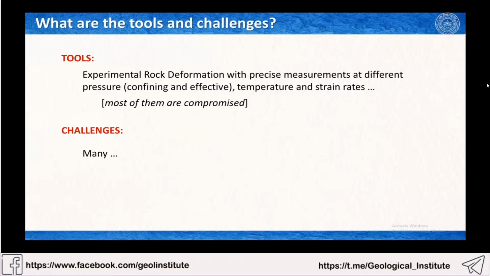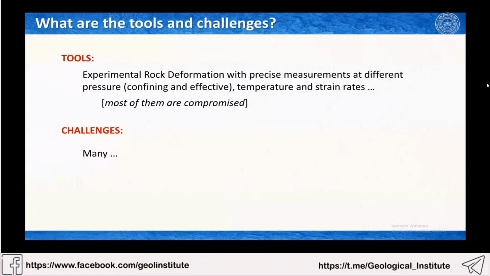So as tools, essentially you need a rock deformation apparatus with very precise measurements at different pressures, temperatures, and strain rates to sample the earth from the surface to the depth as deep as you can go. I'll show you the different instruments, but most of them are compromised. And if you talk about the challenges, there are many challenges. If I have to talk about the challenges, I'd take probably 2 more hours to speak on that, so I'm not going into that part.